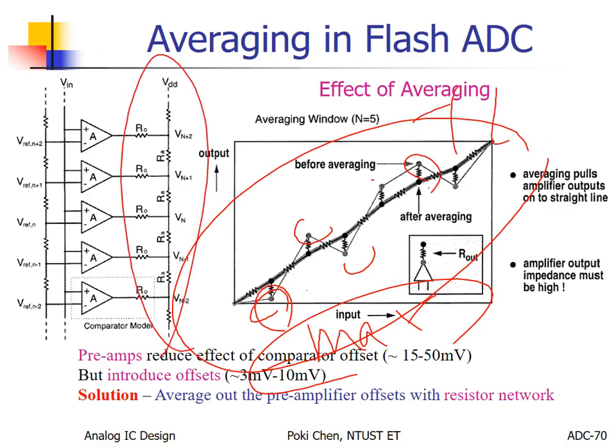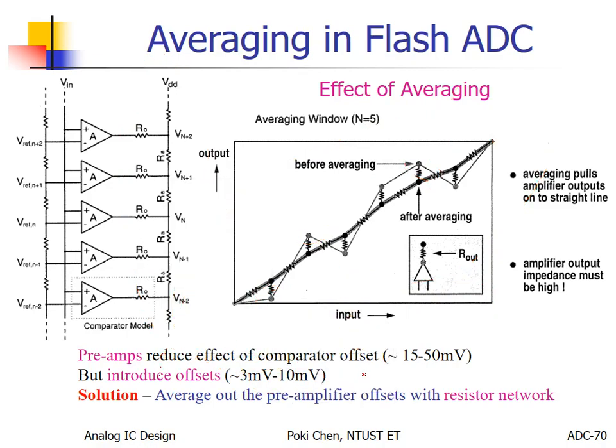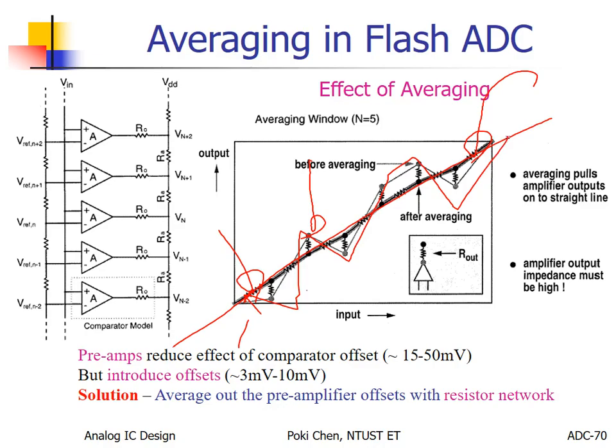But through such averaging, you can see, after simulation or measurement, I don't care, you can see the thicker line and the thin line. The thick line, 粗的线条, is the final result after averaging. You can see the deviation from the ideal line for the thicker one, the final result is much better than the thin one without averaging. Averaging helps a lot. Okay, that's it.